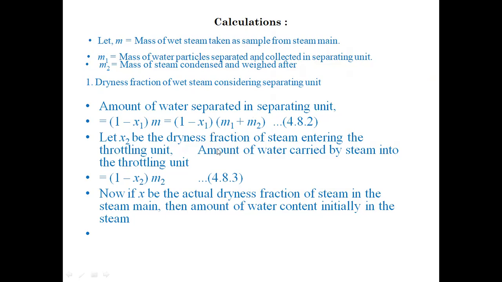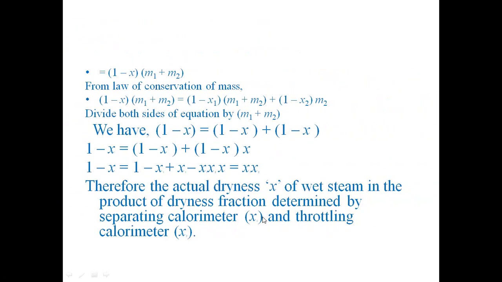Let x2 be the drainage fraction of steam entering the throttling unit. The amount of water carried by steam into the throttling unit is (1 minus x2) m2. Now if x is the actual drainage fraction of steam in the steam main, the amount of water content initially in the steam is (1 minus x)(m1 plus m2). From the law of conservation of mass, (1 minus x)(m1 plus m2) equals (1 minus x1)(m1 plus m2) plus (1 minus x2) into m2.